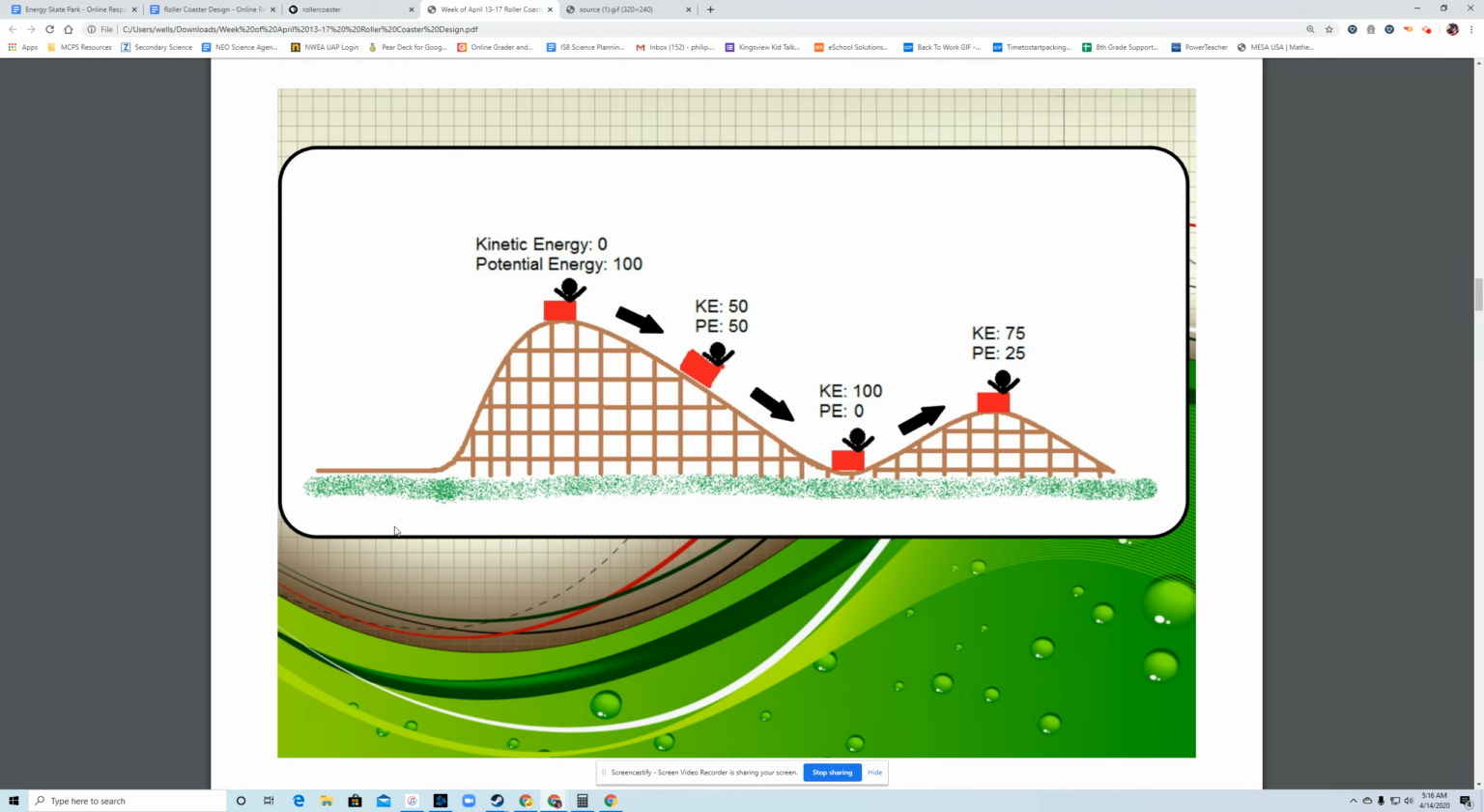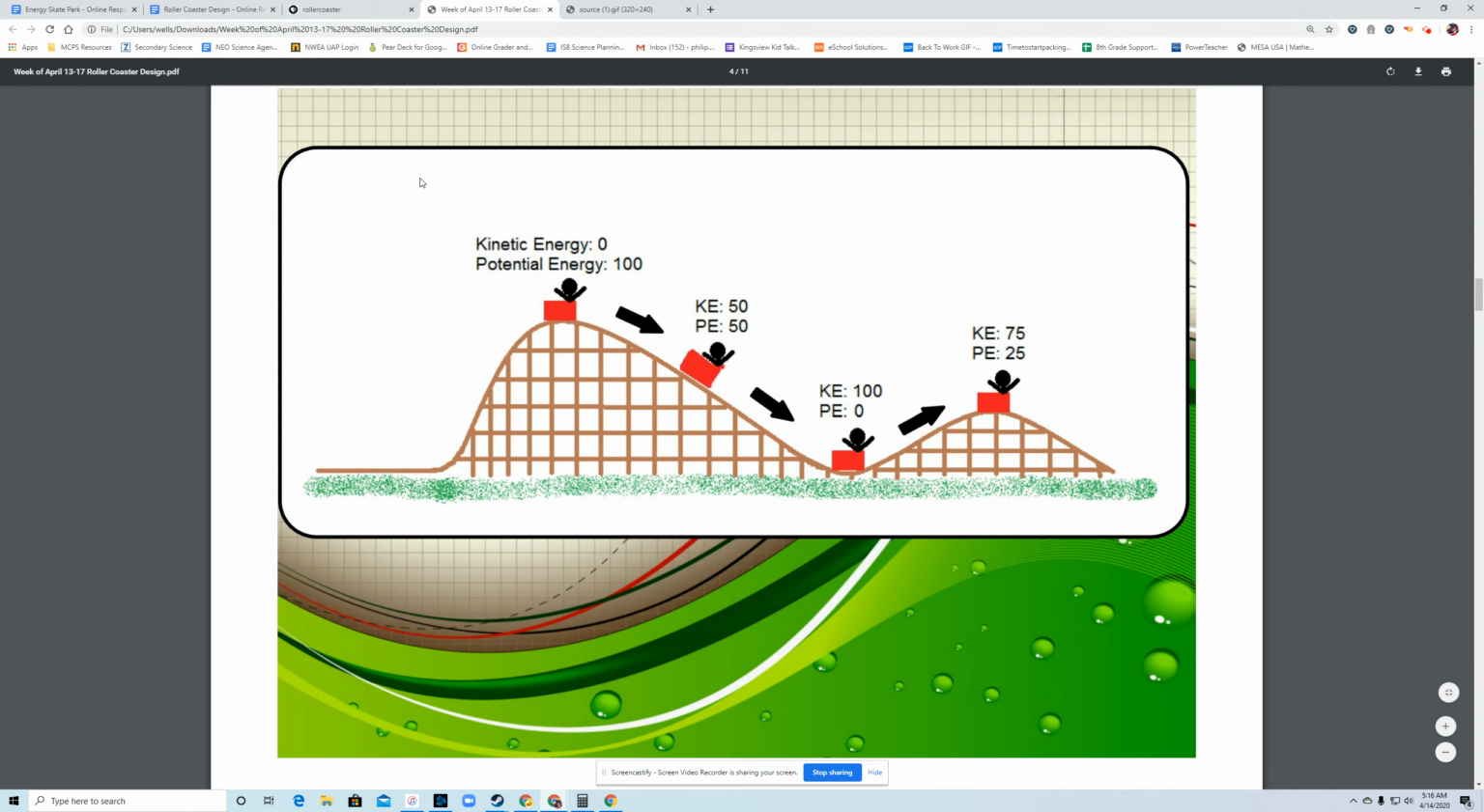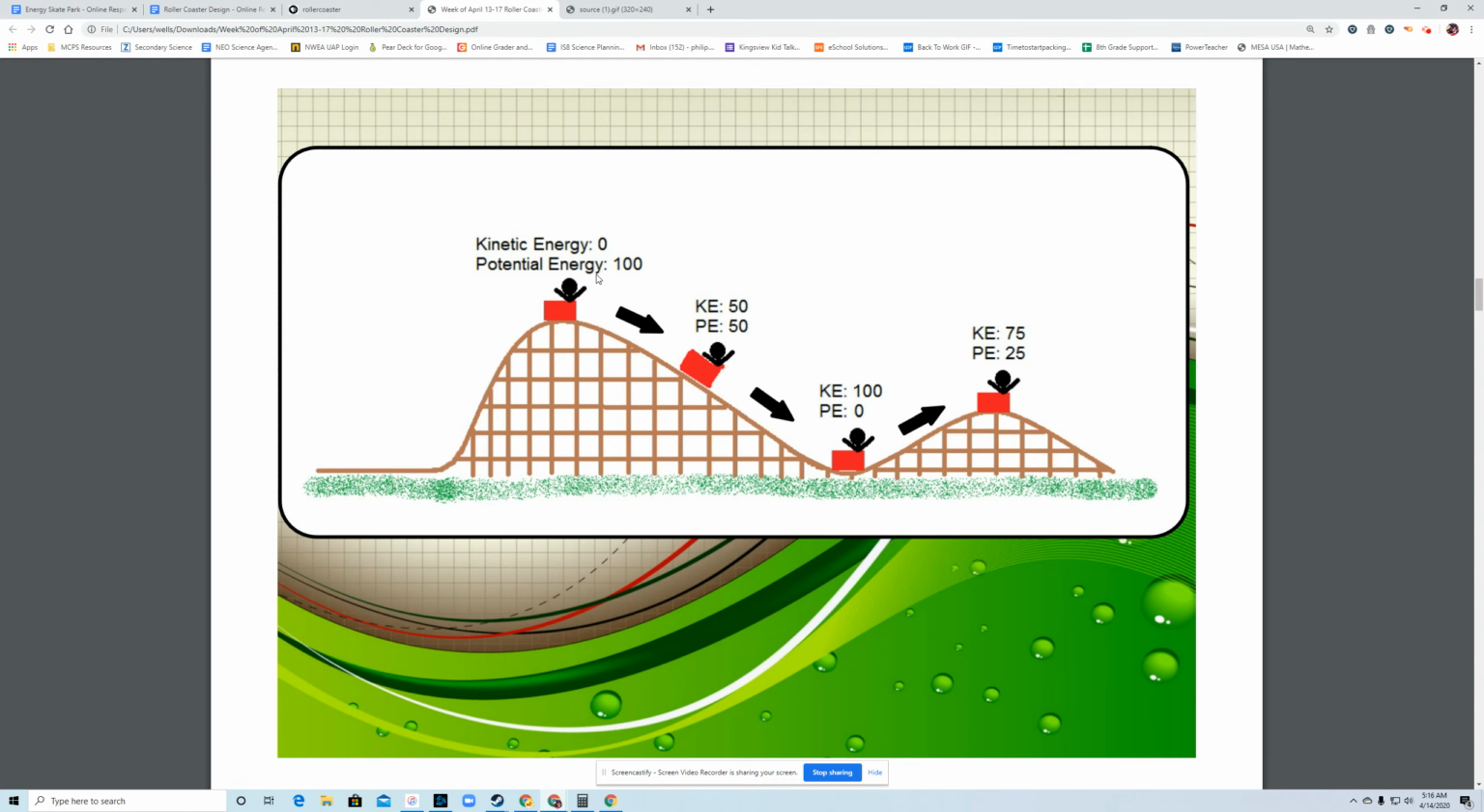That's high school physics. For 8th grade physics, all you got to worry about is that it's a perfect world. We don't have friction and we don't have air resistance. So if you have 100% potential energy at the top of the hill, when you get to the bottom of the hill, you'll have 100 kinetic energy. And anywhere in between, if you add the potential and kinetic energy together, you're going to have the same number as you started with, in this case, 100. I hope that makes sense. If you don't understand, feel free to email me. I will try to help you the best I can.